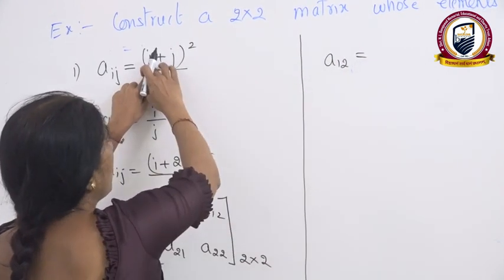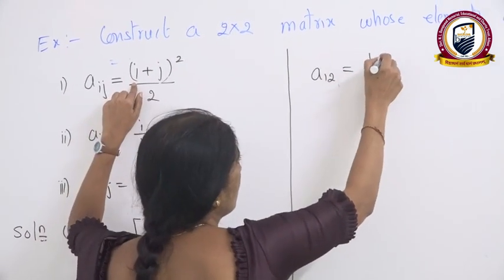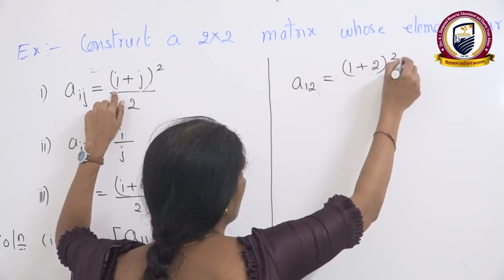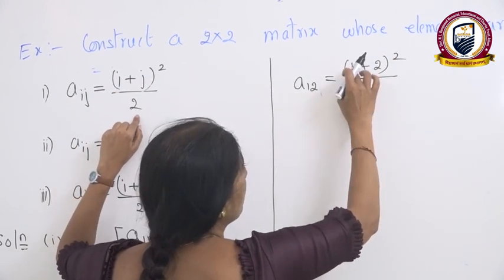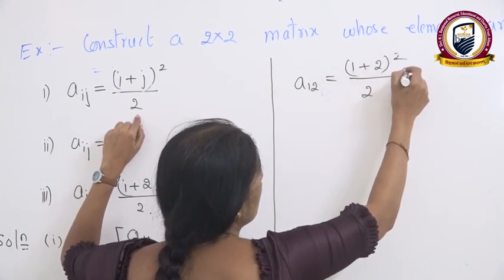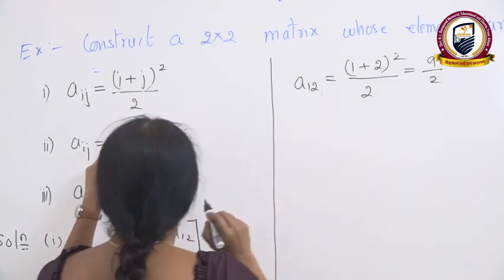Here, write down the I and J values. I is 1, J is 2, whole square divided by 2. See, 1 plus 2 is 3. 3 square is 9. 9 by 2. Come to the next one.